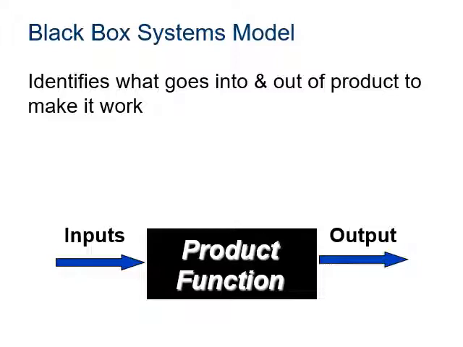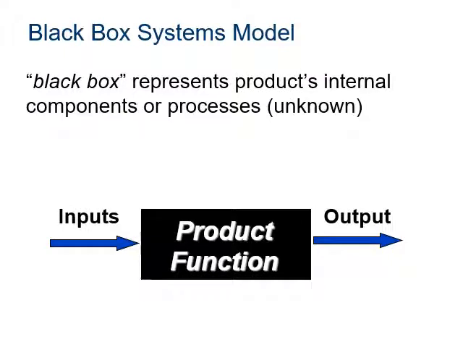We're going to be using what's called a black box systems model. Basically, the goal is to identify what goes into the product and also what comes out of it in order to make it work. In the black box systems model, we're using a black box to represent the product's internal components or processes that we don't know. So it's a black box because we can't see what's going on inside it. It's black because it's dark, so we can't really see what's going on, but we're trying to make a best guess using both the inputs and outputs to figure out what we think it might be doing, how it might be working.